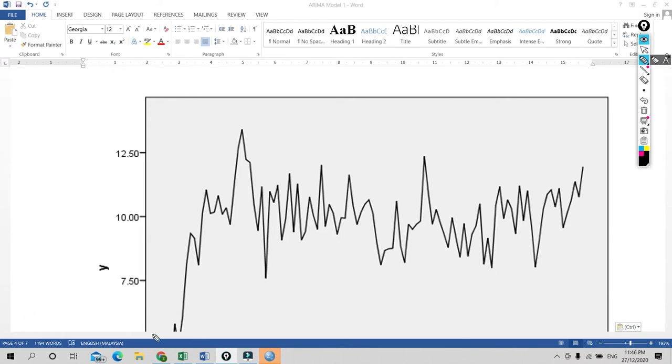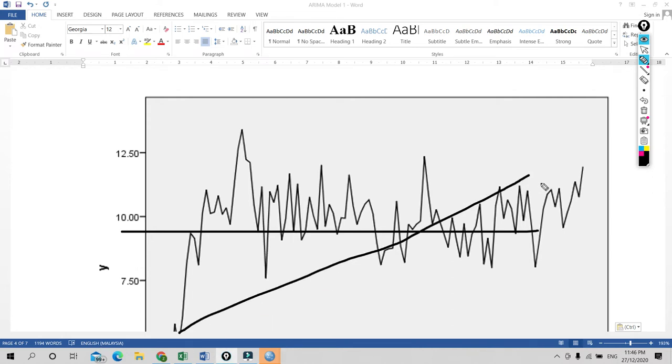We can assume the data is stationary here, or we can assume that there is sort of a trend there. Okay. So let's say I assume that there's a trend there. If we find that there's a trend, we need to do differencing. That's why we say that we need to use the ARIMA model.